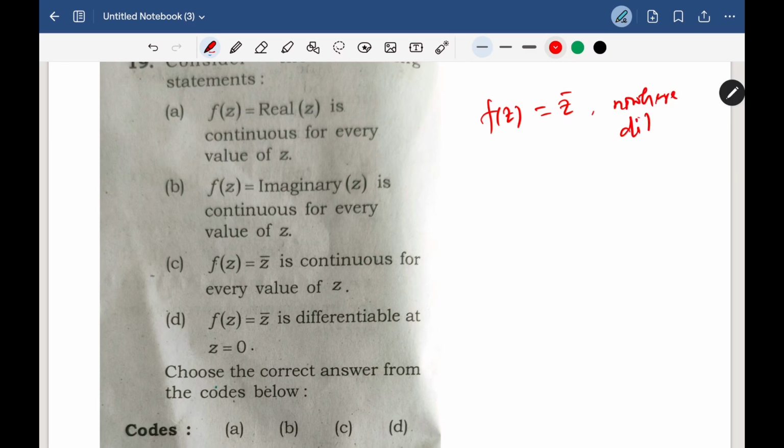Nowhere differentiable. So it says that f of z equals z bar is differentiable. So option D is false. Why is this nowhere differentiable? Because del f upon del z bar is equal to 1, not equal to 0. So the complex form of CR is not satisfied. Therefore, f of z equals z bar is nowhere differentiable.